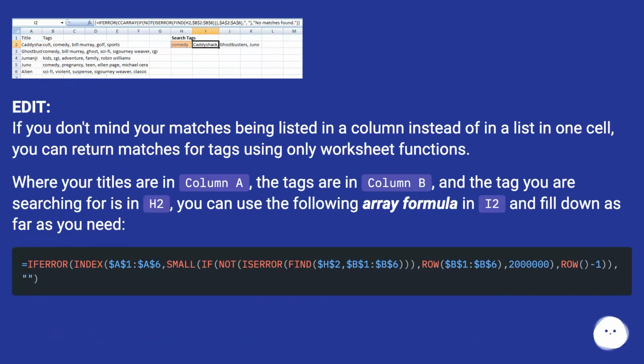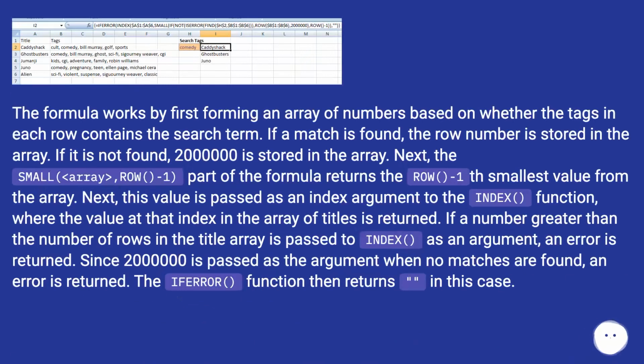Edit. If you don't mind your matches being listed in a column instead of in a list in one cell, you can return matches for tags using only worksheet functions. Where your titles are in column A, the tags are in column B, and the tag you are searching for is in H2, you can use the following array formula in I2 and fill down as far as you need. The formula works by first forming an array of numbers based on whether the tags in each row contain the search term. If a match is found, the row number is stored in the array. If it is not found, 2000000 is stored in the array.